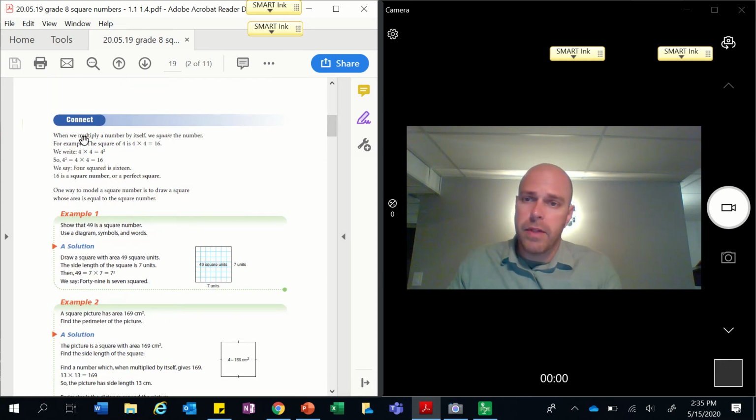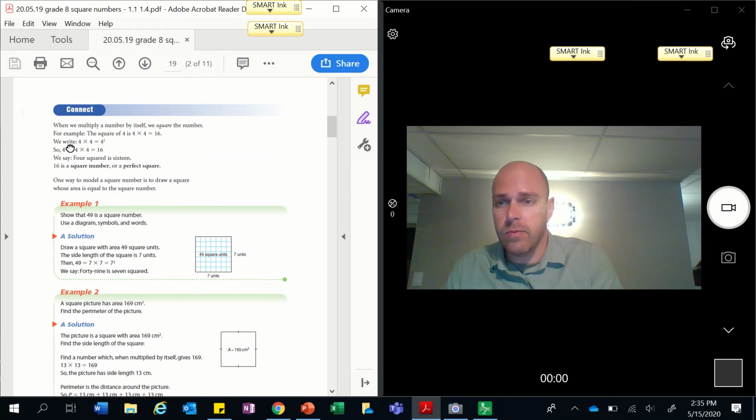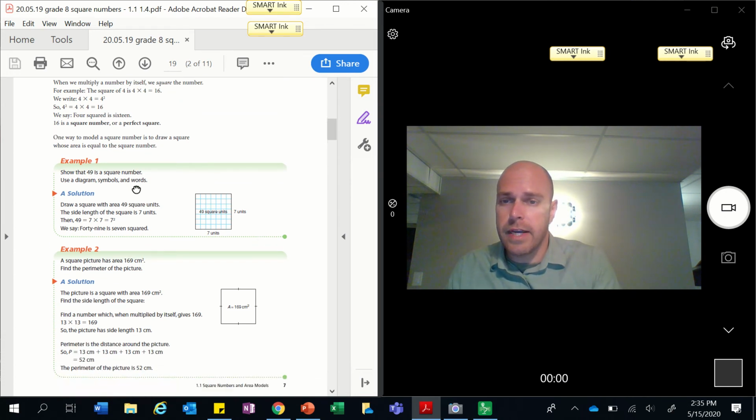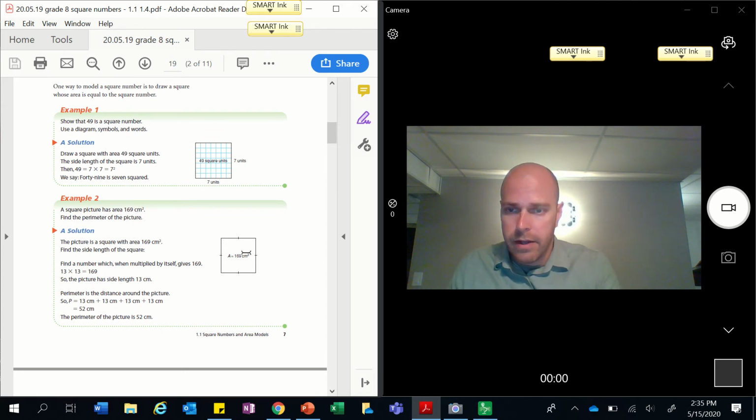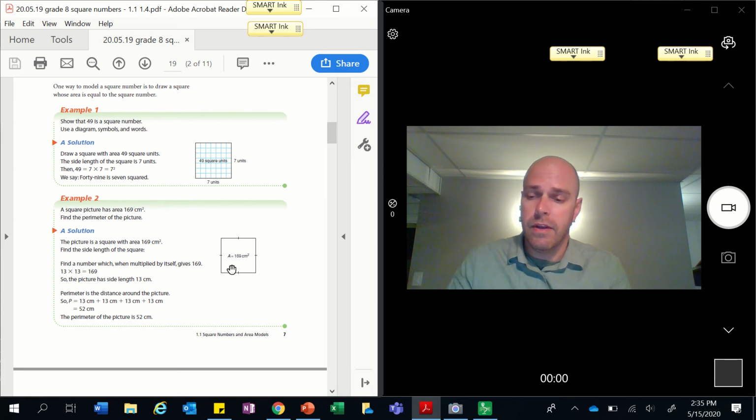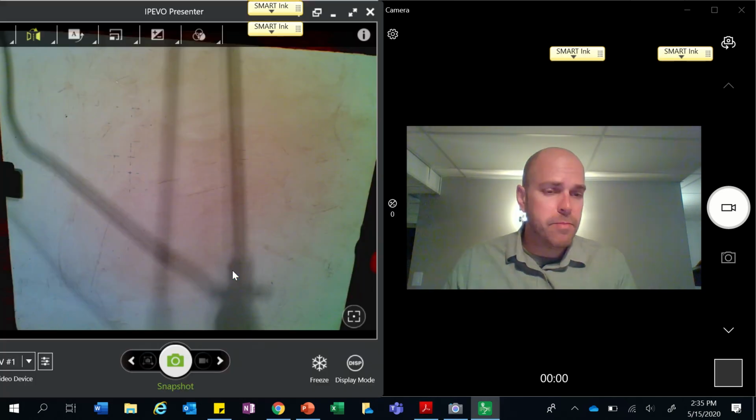All right, when we multiply a number by itself, we square the number. Like 4 squared is 4 times 4 is 16. That's what we already covered. This is what I was writing down. So for example, here is a square number of 7 times 7. So we have 49 squares. And you can also do the inverse. This one is 169. So what times itself equals 169? 13 times 13. So if this is an area of 169, I can figure out the edge. So let's take a look at an example of that.